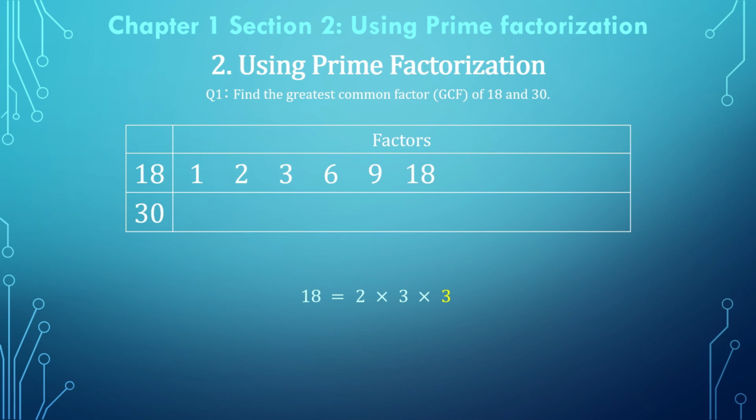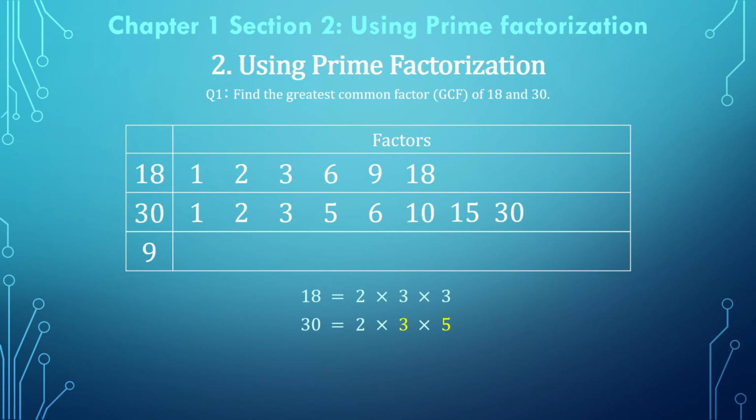30 goes the same way. It has 2 and 3, and 2 times 3 equals 6 as factors. Then pairing 2 and 5, and 2 times 5 equals 10. Next, 3 and 5, and 3 times 5 equals 15. Now you've said all the factors.